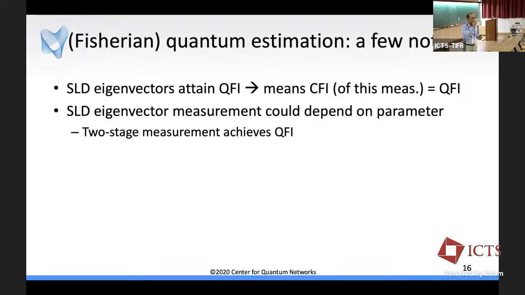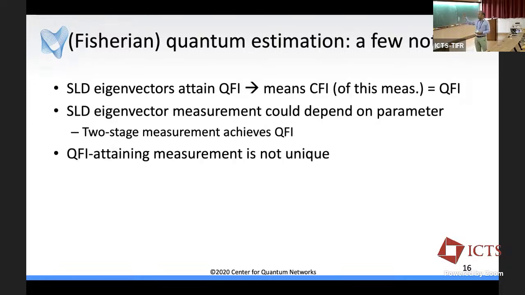Use that measurement's output to get a pre-estimate of the parameter x. Take that pre-estimate and plug it into your SLD eigenvectors expression, which can depend on x, and use that SLD eigenvector for measuring the remaining n minus square root of n copies of rho. You can prove that as n goes to infinity, even though your SLD projective eigenvectors depend on x, you will end up achieving the QFI for that prior unknown value of x. This is the two-stage measurement developed by Masahito Hayashi a few years back. So, a very, very interesting result.